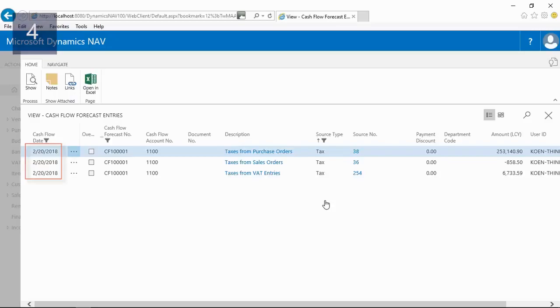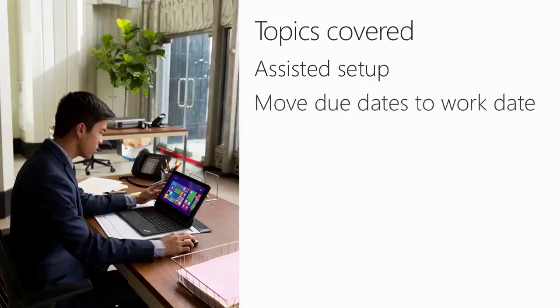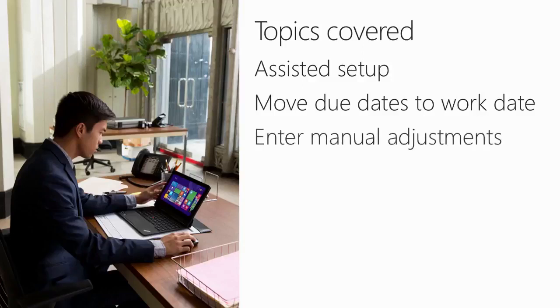To wrap up this How Do I video, let's have another look at the topics we covered. First, we used the assisted setup to set up the cash flow forecasting function in Microsoft Dynamics NAV. Then we had a look at how to move due dates to the work dates. We entered manual adjustments from the cash flow forecast chart in the Role Center, and we also saw the settings that we need to perform to include taxes.